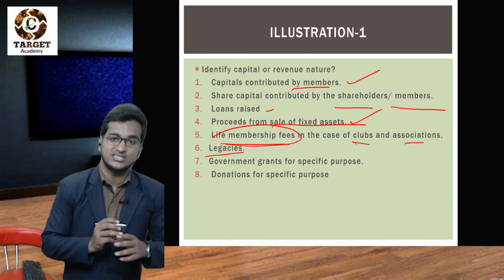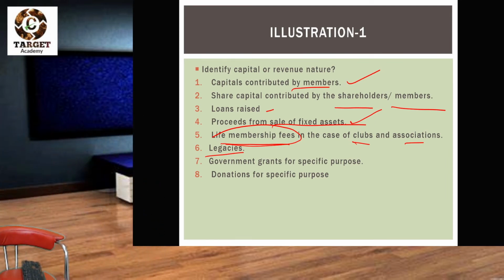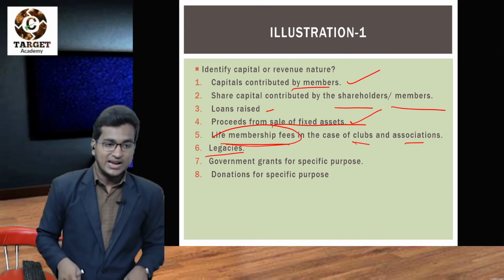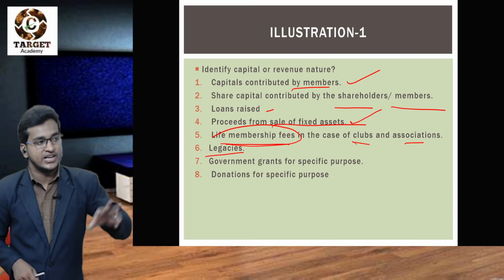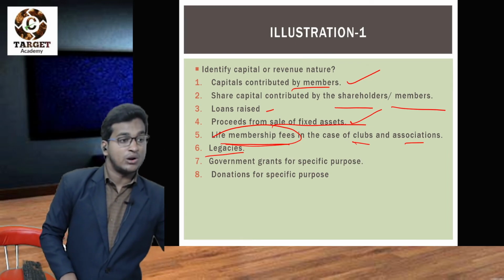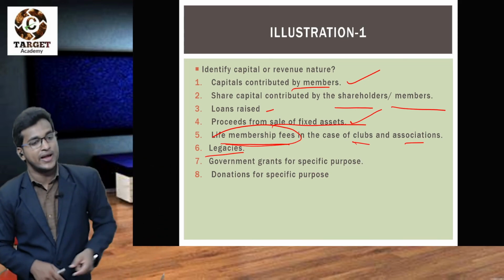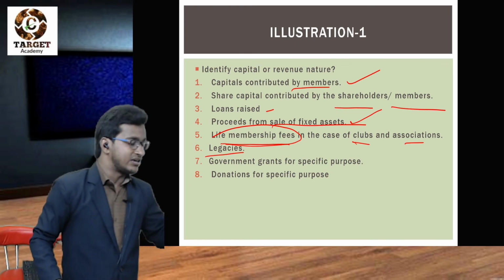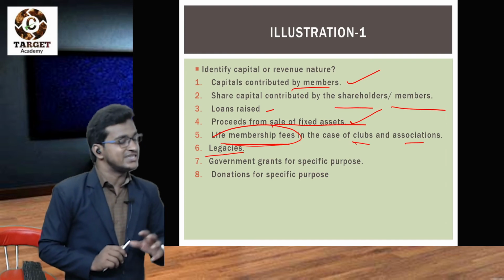Next one, legacies. Legacies means the inheritance concept. That means a child is receiving assets from the parent on the death of the parent. That is called inheritance; he is getting assets from his parents. That is also a one-time activity. That is not a normal revenue activity. That is also a capital receipt, not a revenue receipt.